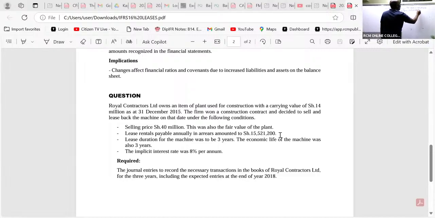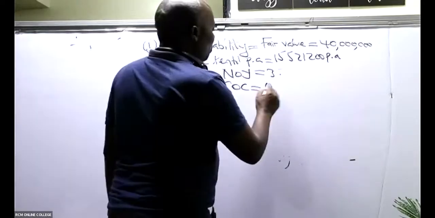And remember, this is per annum. And this lease rental will be paid for how many years? Remember, this is supposed to be a lease for 3 years. So number of years are 3. And then they have also given us the cost of capital or the implicit interest rate. You can see here, this is the rate of return. The implicit interest rate is 8%.